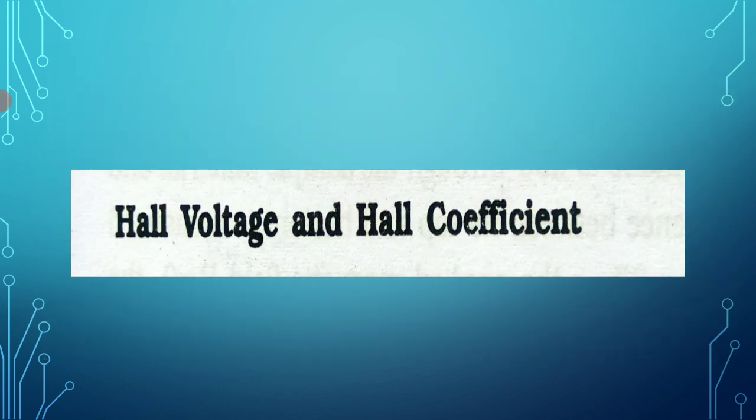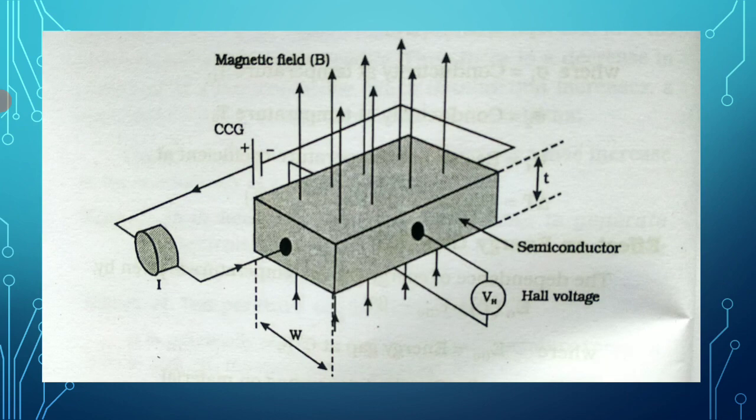Hall voltage and Hall coefficient. There is a specimen to which a battery is connected. The diagram is as shown in the figure. There is a semiconductor. The Hall voltage is developed across the z-axis. The EMF is applied as shown in the diagram. W is the width of the semiconductor.